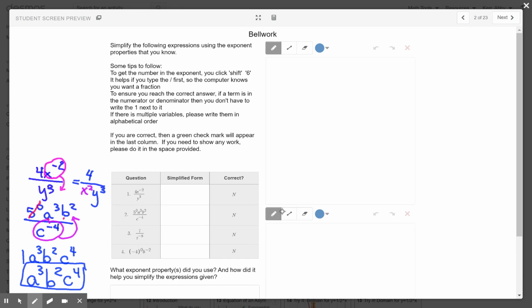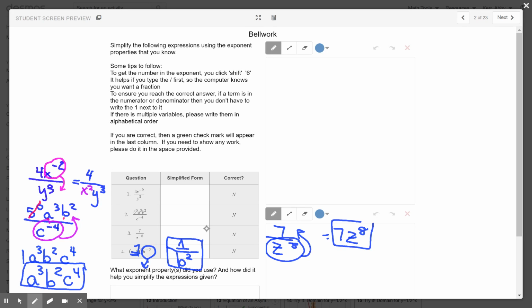Now the third problem, we have 7 divided by z to the negative 8. The only thing that has a negative exponent is z. We're going to move it up to the numerator. 7 stays in place, so then we have 7z to the 8. Now if you look at number 4, that negative sign is inside the parentheses, so that is actually still just a positive 1. We're going to move b raised to the negative 2 to the denominator. Since 1 is the only term up top, we have to keep it, so we can make this a fraction. So number 4 would be 1 divided by b squared.